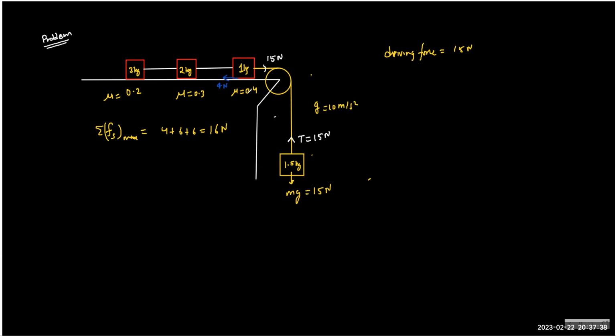Because 15 cannot be balanced by 4, right? So who will balance the rest? It is a tension. So how much tension will be acting there? 11 Newton. The same 11 will reach here. But 2 kg will try to oppose by 6 Newton. But 11 cannot be balanced by 6.